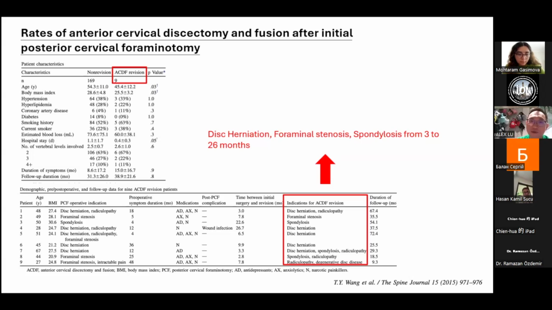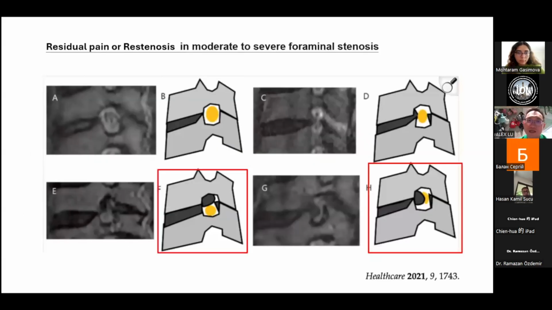Let's see what happened. Among these 9 patients, there was still disc herniation. They still had foraminal stenosis, spondylosis. It's from as acute as 3 months to 26 months. So what happened? As you can see here, the foraminal stenosis can have different degrees. This is a normal foramen, this is very minor foraminal stenosis, this is moderate, and this is very severe foraminal stenosis.